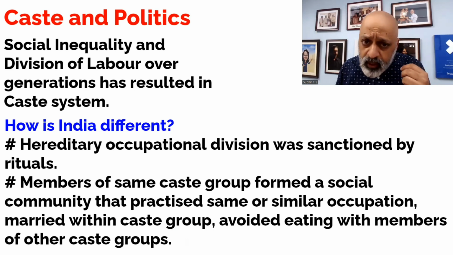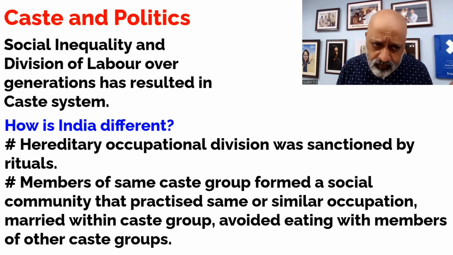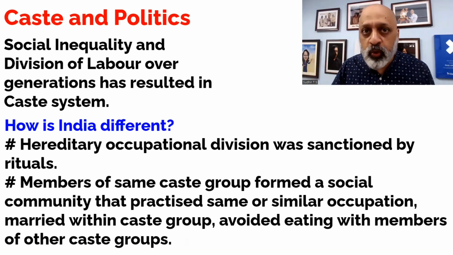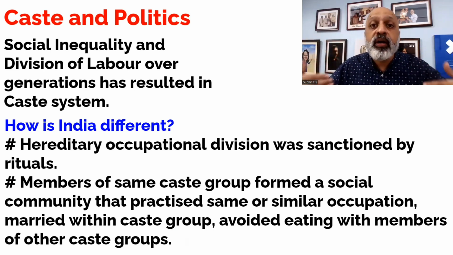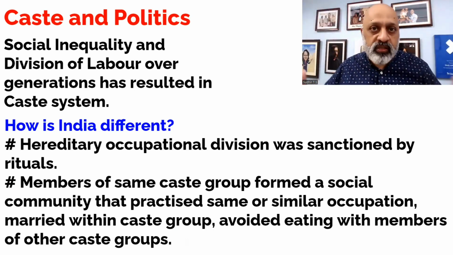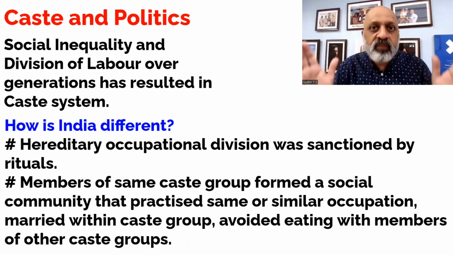Right now, how essentially is India different when it comes to caste? There is the hereditary occupational division, which I just spoke about. The Kshatriyas, the Brahmins, the Shudras, the Vaishyas was sanctioned by rituals. It almost had some kind of a religious sanction that this is how Hinduism is, that this is how the entire system will be done.